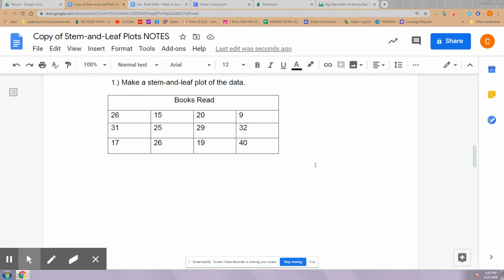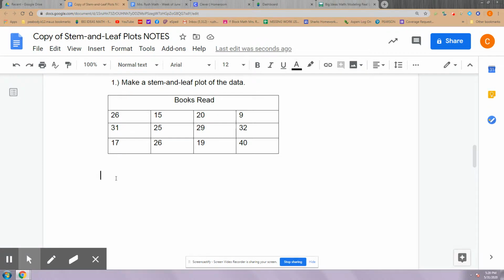Okay, so for this example, we are going to make our own stem and leaf plot of the data. It tells us right here, these numbers represent how many books were read. So step one that I mentioned is we're going to order all this data, all these numbers, from least to greatest. Okay, so we put the numbers down here.